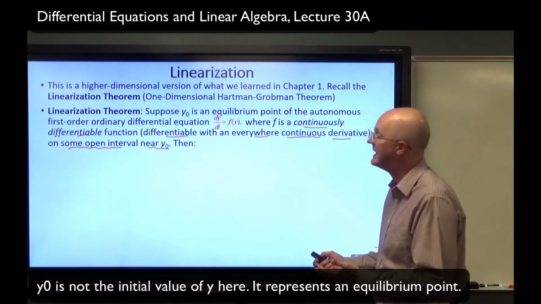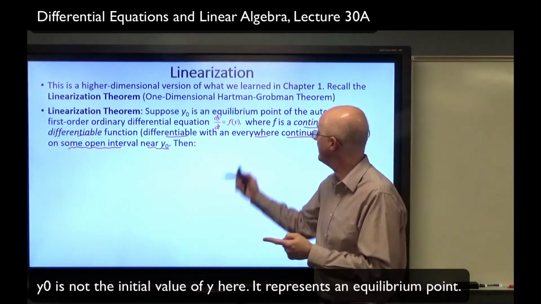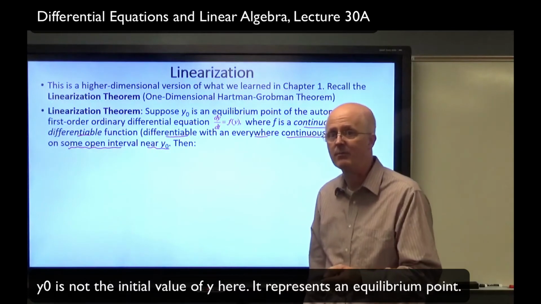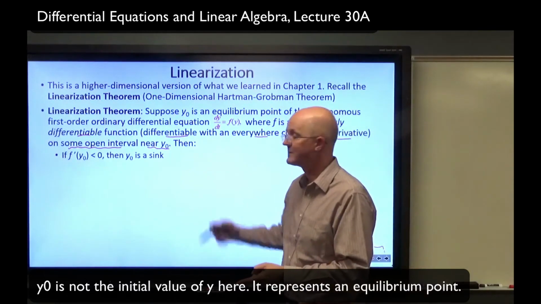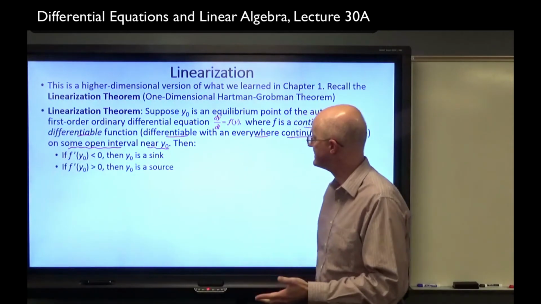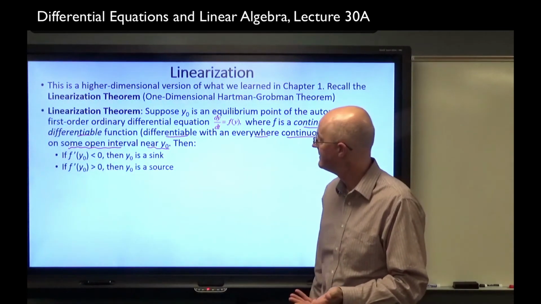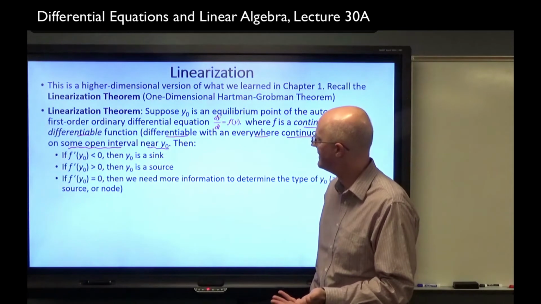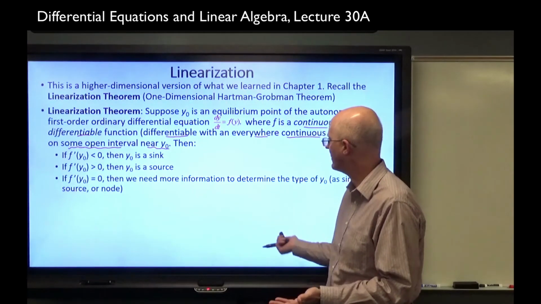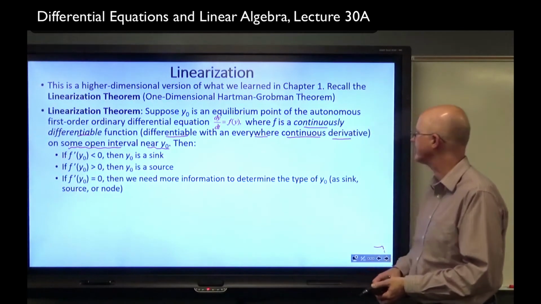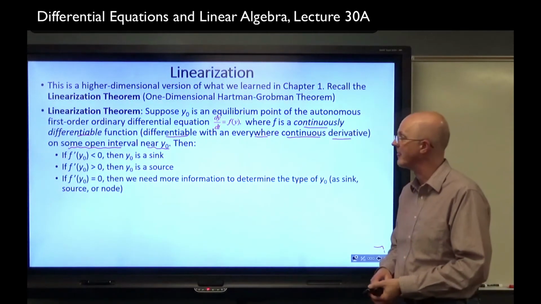We can linearize, we can look at the derivative of the right-hand side function at the equilibrium point. If the derivative is negative, then y0 is a sink. If the derivative is positive, then y0 is a source. And if the derivative is 0, then it's really not part of the theorem, but this is a comment: then we need more information to determine the type of y0. Could it be a sink, a source, or a node?